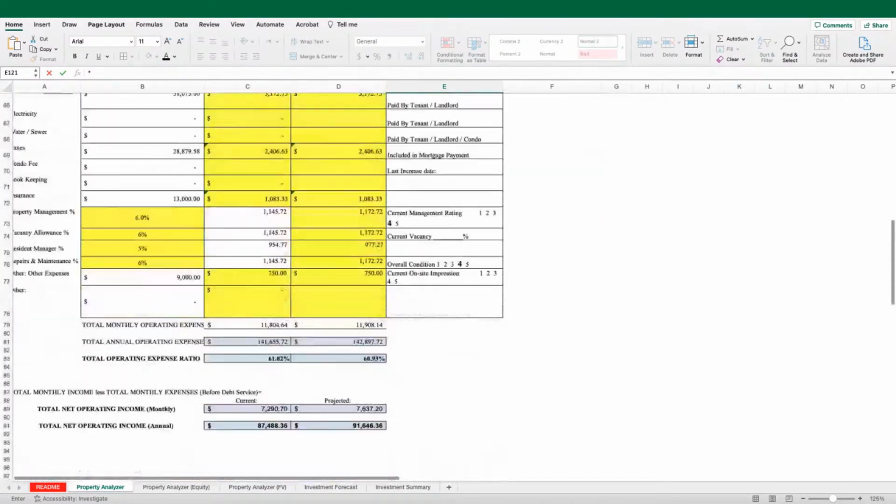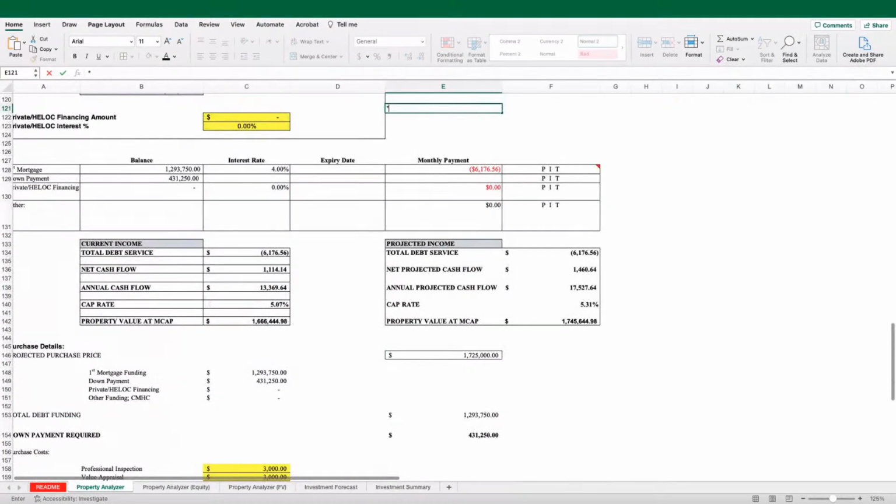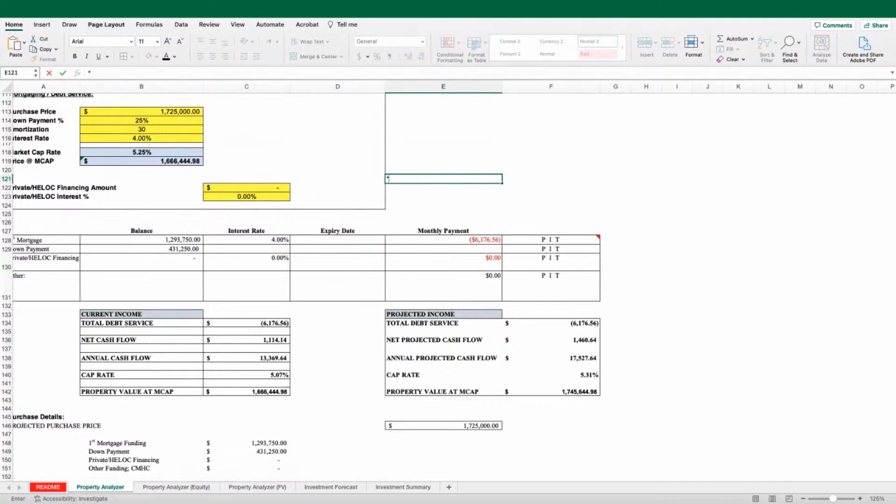And with that being said, I am going to scroll back down, and you will see that the projected income, if I raise the rents, now the property's cap rate is currently at 5.31%. So now I'm actually slightly above the market. So by raising the rents, up to that point of 25, I'm a little bit above market cap. So for me, that's great.